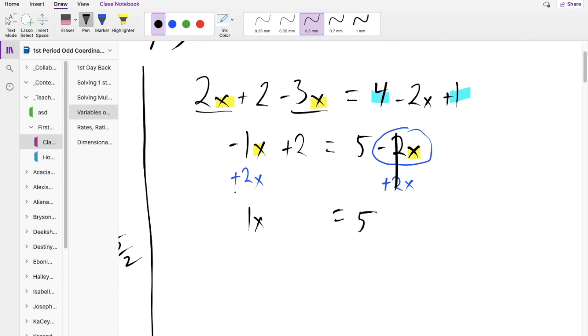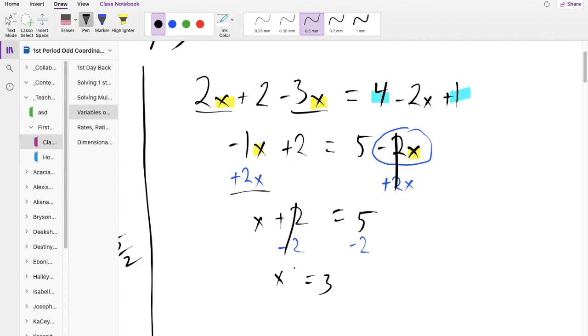Or I could just write it without the 1 in front of it, because 1 times anything is still the same. So that 1, you can write it or not write it, it's up to you. But I still have this plus 2. So the last thing I need to do is move that positive 2. I'm going to subtract 2 on both sides, leaving me with x equals 3.